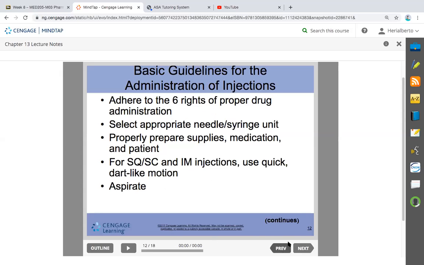When they say dart-like motion, like be quick, it means don't take too long when you're doing this, so the patient doesn't get more nervous. Try to do it at a good pace.